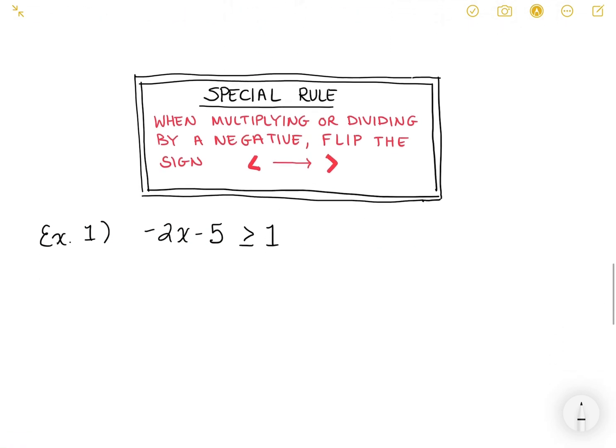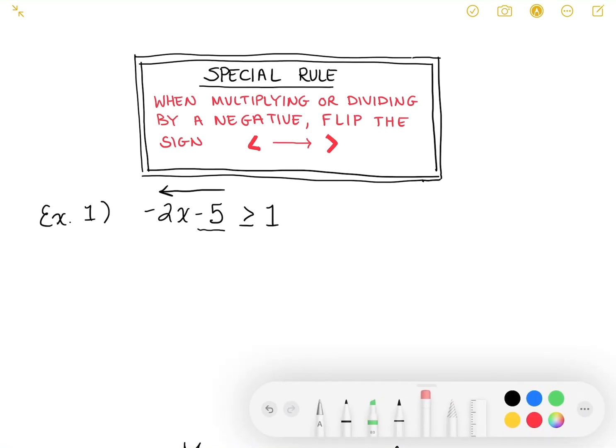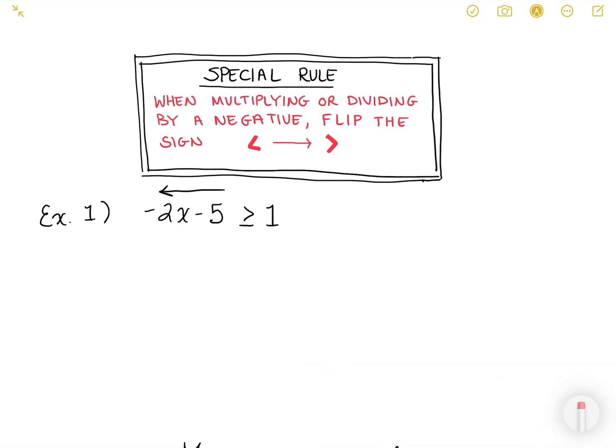So let's look at an example. In this example, we have negative 2x minus 5 is greater than or equal to 1. Now, because this is a multi-step inequality, we have to start with the operation that is closest to our symbol, in this case minus 5, and work in the opposite direction. So instead of undoing multiplication first, I'm going to undo the subtraction first.